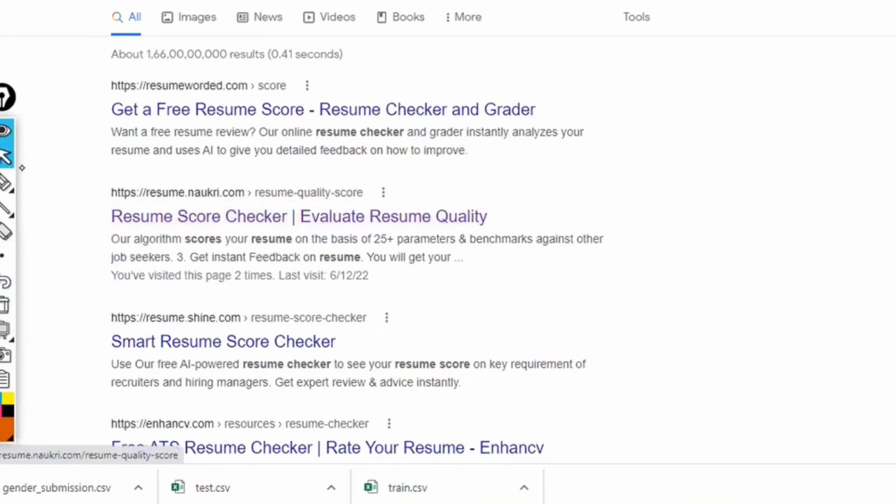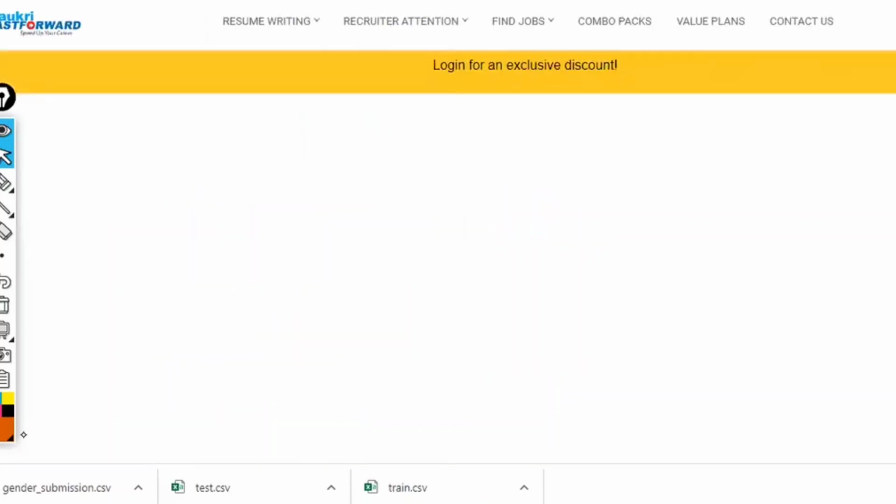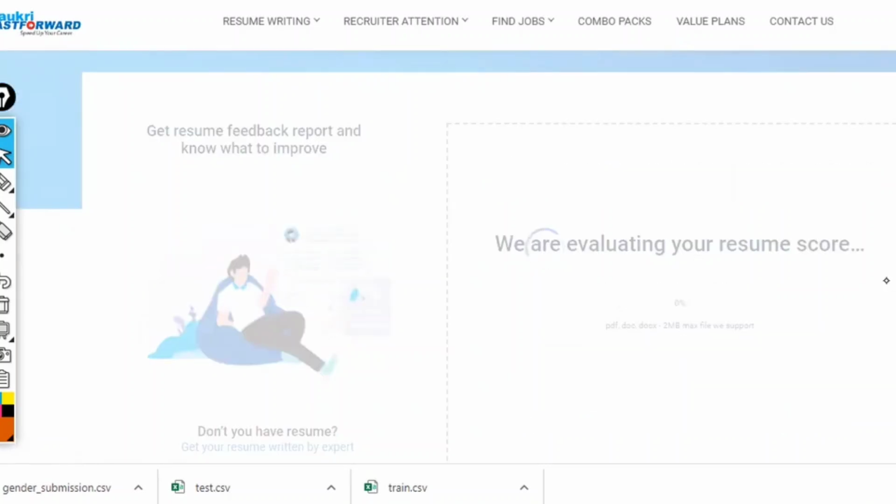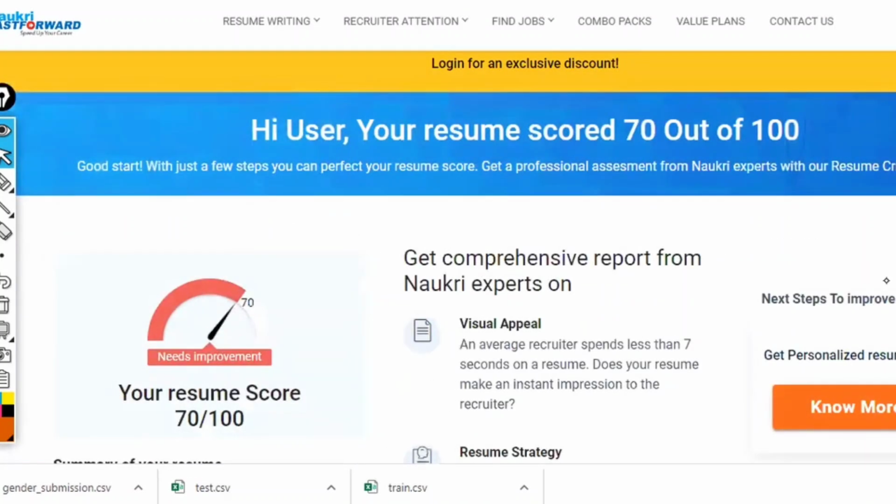Click on this. Once you click on this, it is going to ask you to upload your resume or log in. Don't log in. Don't fetch the account from the Naukri account. Don't create a Naukri account also. If you are having a Naukri account, first delete that one. Okay. Here directly drop your CV, your resume. You will see one score here. If this score is more than 60 only, apply for the companies. If it is less than 60, don't apply for the companies. First you work on that.